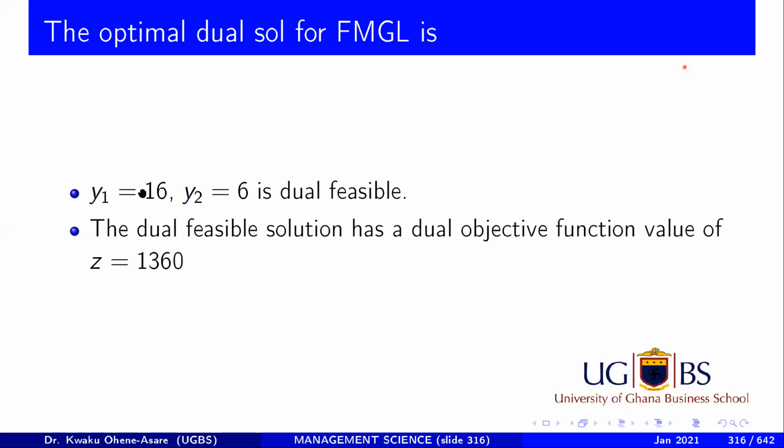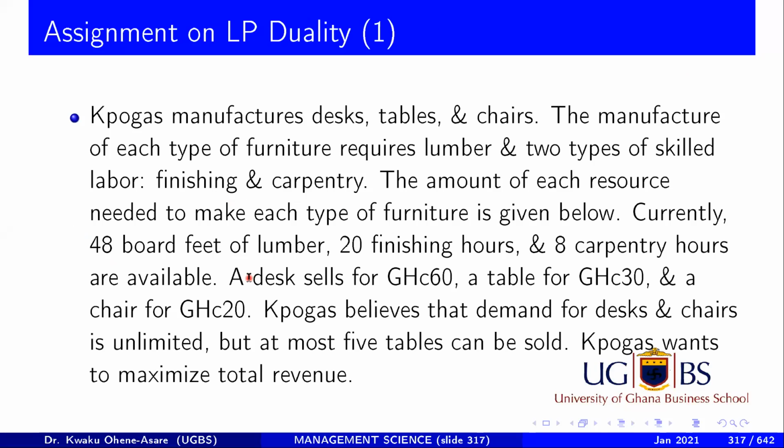So you can see that the Y1 is 16, the Y2 is 6. Okay, these are the dual feasible values. And like we've indicated, the dual feasible solution has a dual objective function value of 1,360.